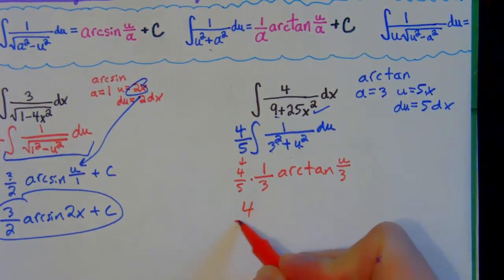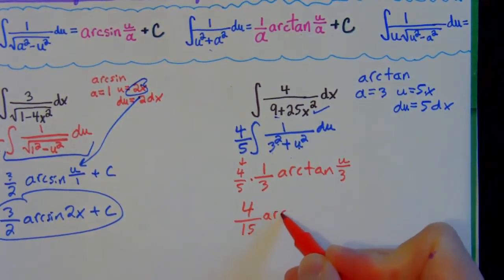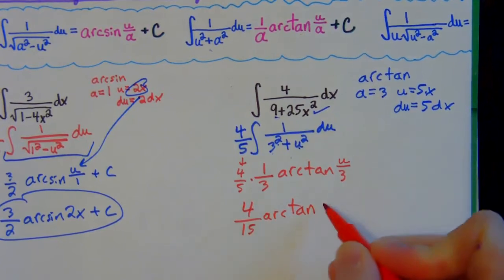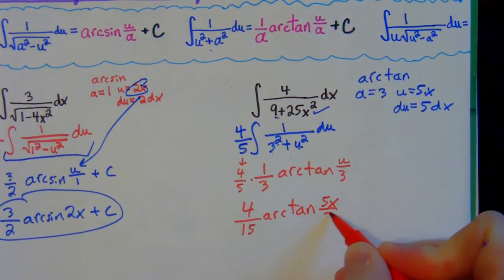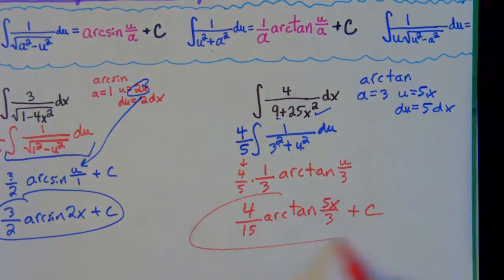And then our final answer, we're going to get a 4 over 15 arctangent, and then plug your x's back in. So this will give us 5x over 3, tag on the plus C, and then we're done.